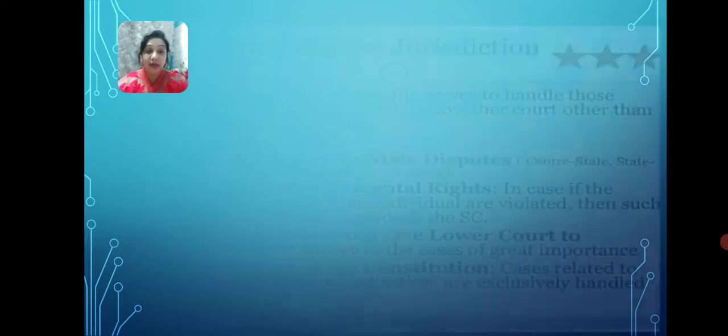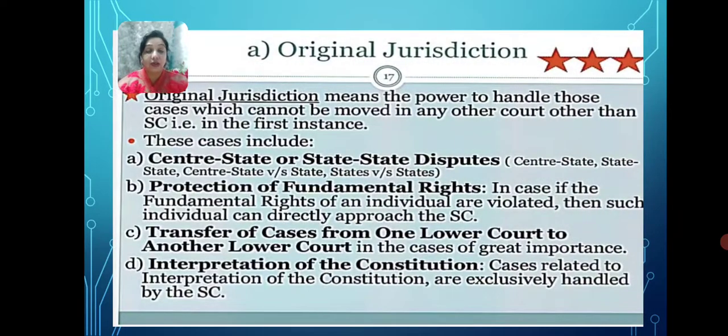What do you mean by an original jurisdiction? Original jurisdiction means the power to handle those cases which cannot be moved to any court other than the Supreme Court in the first instance. You have to learn this definition by heart as it is, because you cannot make any variations in this. It is very simply and clearly explained to you.